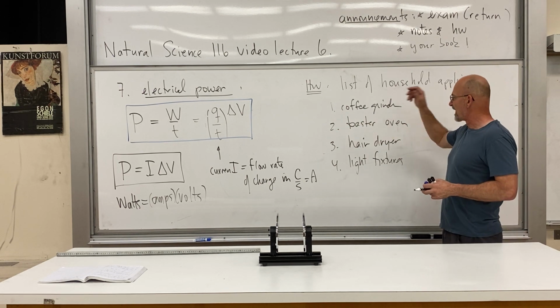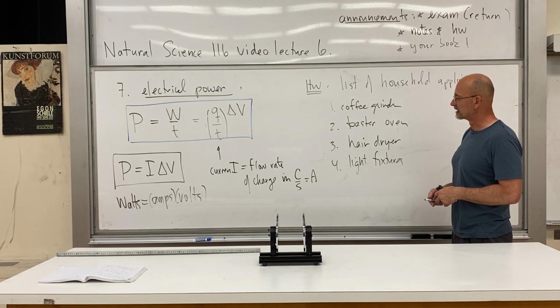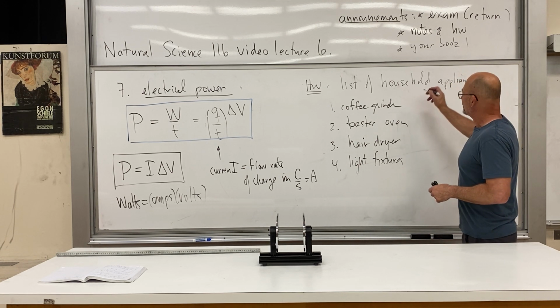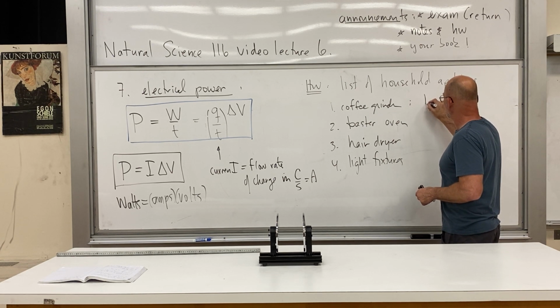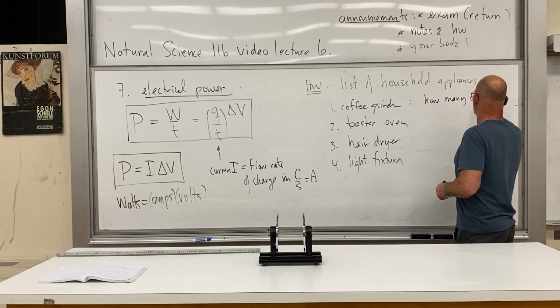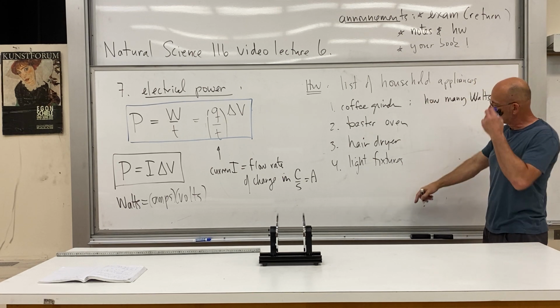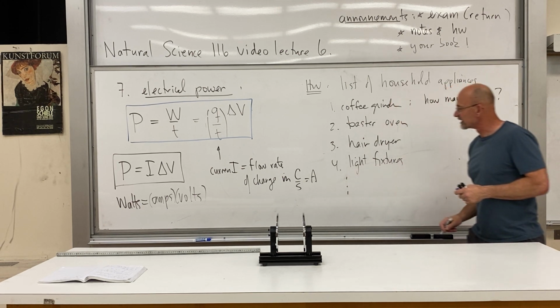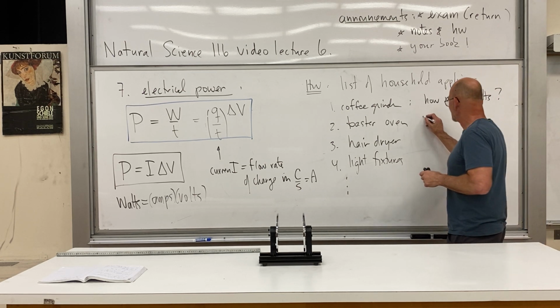Okay, so I have a coffee grinder. It says 200 watts, 120 volts, for example. Okay. So what we want to have is how many watts. Watts, capitalize the watts, how many watts for all of these, etc. And then how many amps?